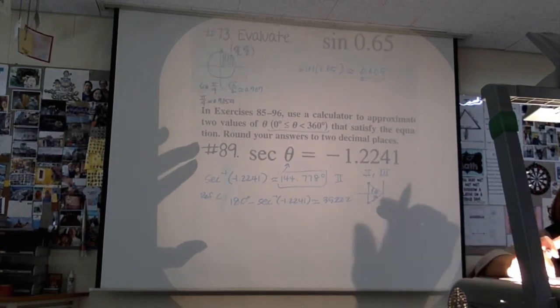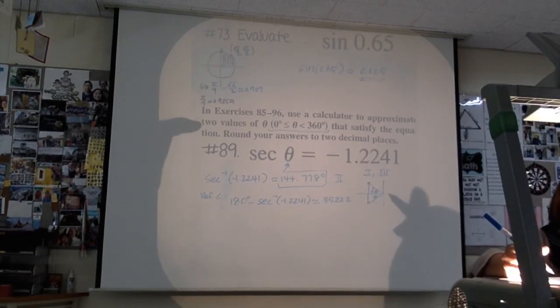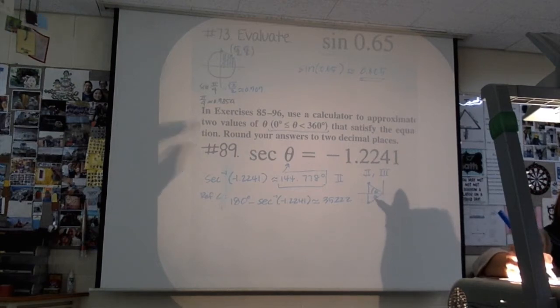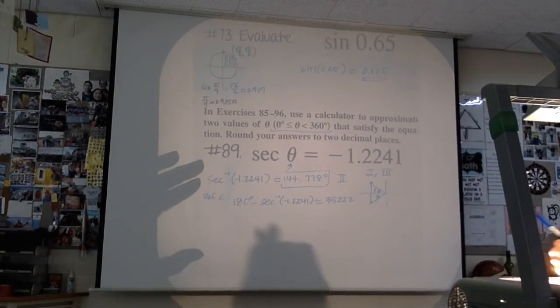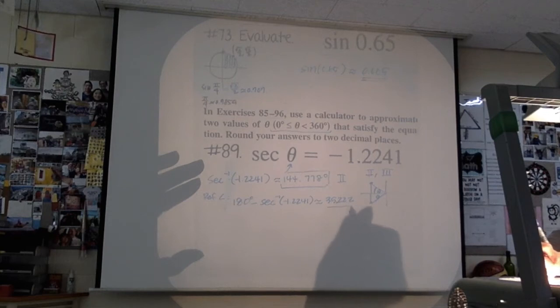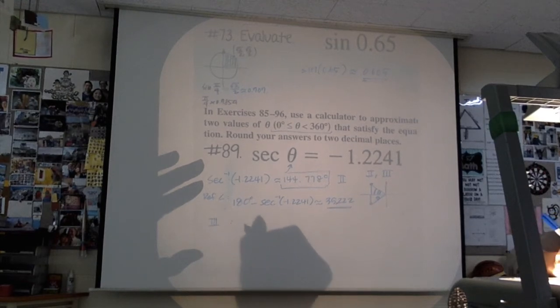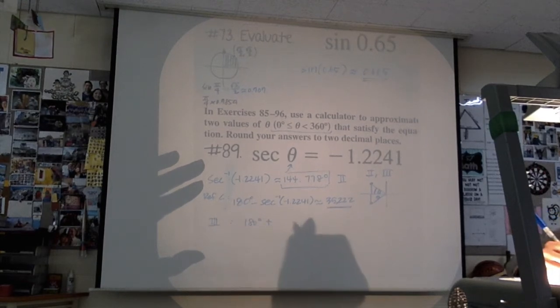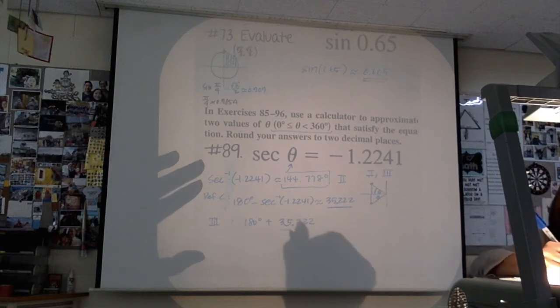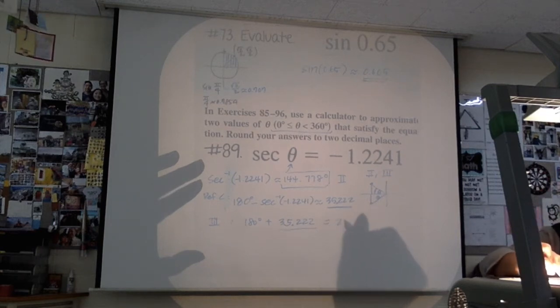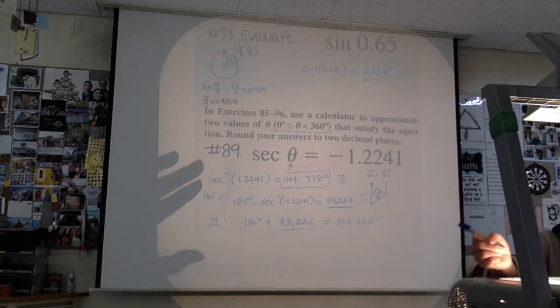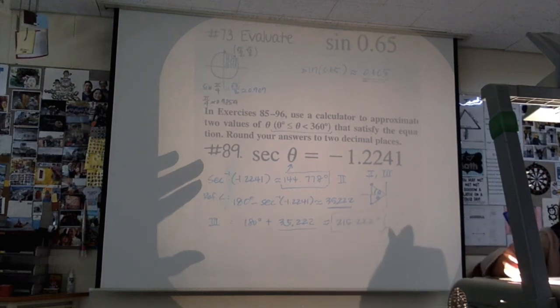But you guys, that's not what we want. We want the actual angle, this angle here. So we're going to add this back to 180 exactly. So in the third quadrant, you're going to do 180 degrees plus 35. You guys, don't round or anything. Just keep it in your calculator and scroll back to it, or store this value into your calculator. And you should get 215.222 degrees. These are your two answers that you should have got.